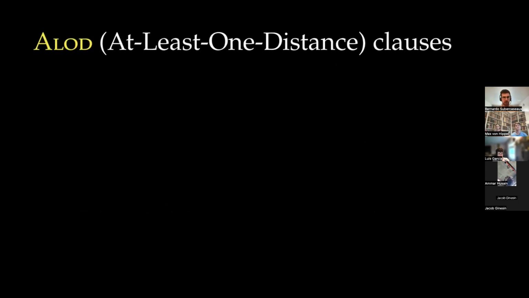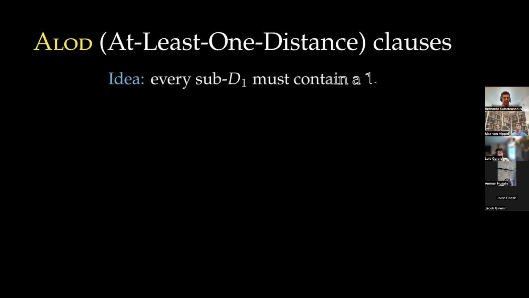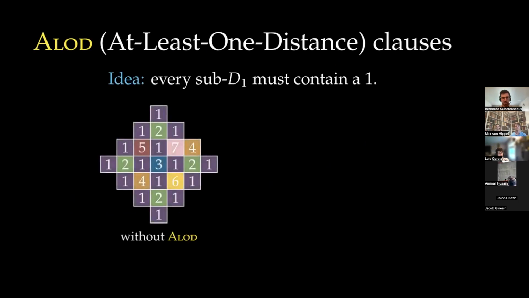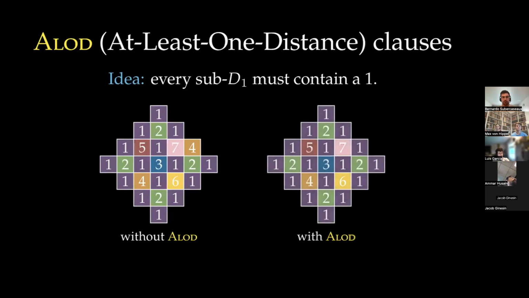Another contribution of our work is what we call the at least one distance clauses. So the idea here is the following. Every D1 subgraph must contain a 1, but the solution I have displayed here does not have the at least one distance clauses. When we enforce them, notice what happens. The 4 that I had there gets turned into a 1, because these clauses are forcing that in every sub D1, so in particular, it could be the D1 centered on this 4, even though part of it gets outside of the graph, but I can still think of it.